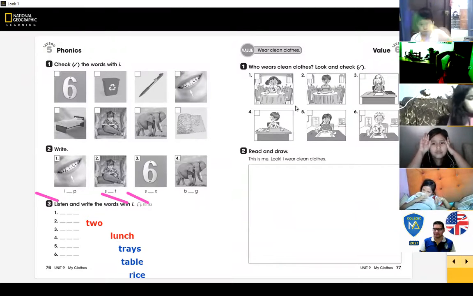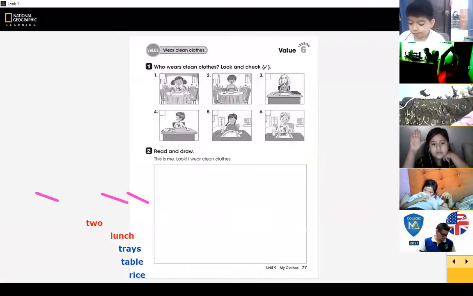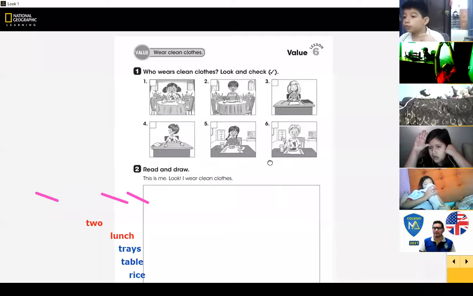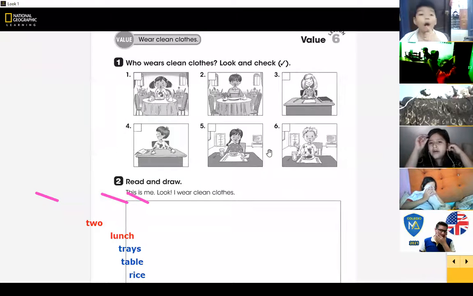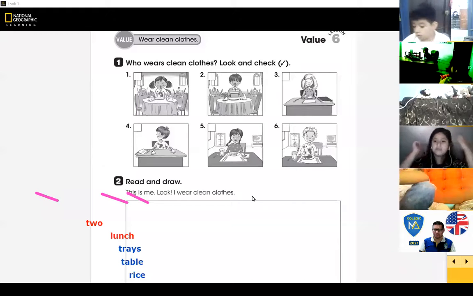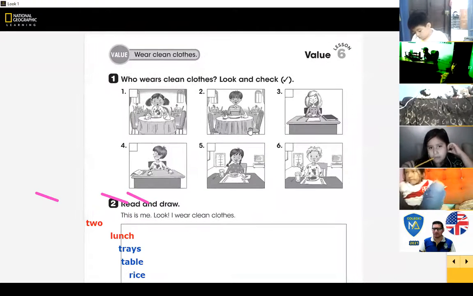Okay, we have to work here where it says, who wears clean clothes? This is according to something that we learned in the previous lesson. It says here, who wears clean clothes? Yeah, ¿se acuerdan el value que aprendimos? El de llevar puesto ropa limpia, clean clothes, yeah? We have to do this part. Who wears clean clothes? Listen and check. What do you think? Number one, number two, or number three? Who wears clean clothes?